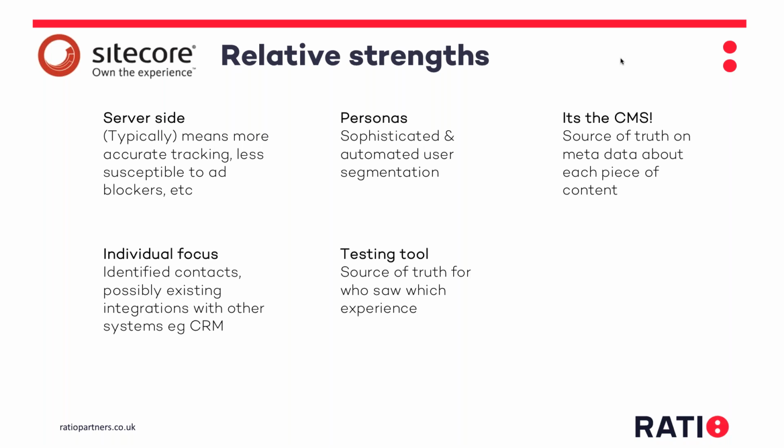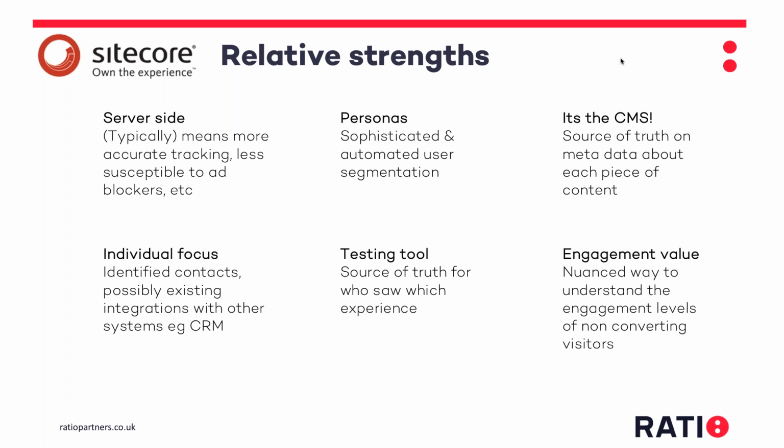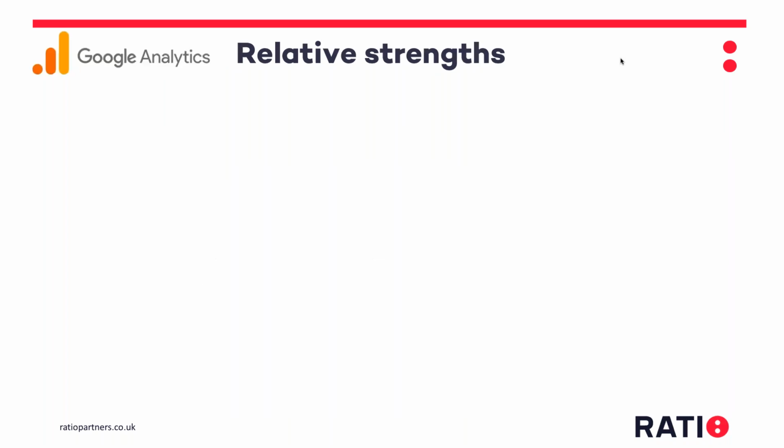Sitecore is or should be your testing tool. So from a personalization or A/B testing point of view, it's the one that knows for sure who saw which version of a component or which version of a page. And Sitecore also has engagement value, which many of you are probably familiar with, which is a very nuanced way to understand the engagement levels of all of your visitors who don't convert. So all of this is to say that there is a lot of very helpful, informative, insightful information held within Sitecore. And next we'll look at what the strengths of Google Analytics are compared to that.